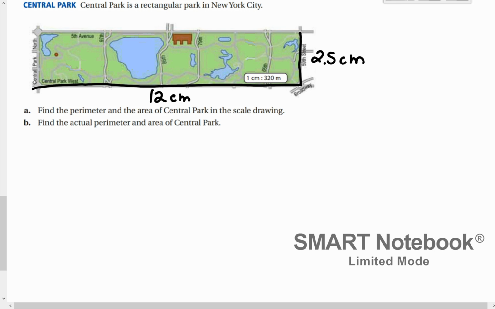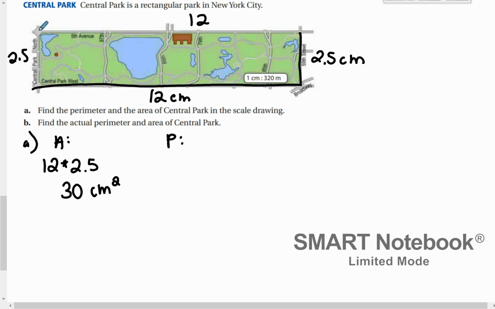So letter A is just asking for the area and perimeter of that scale drawing. So for A, we're going to do the area, which is just length times width. So we're going to take 12 times 2.5. And 12 times 2.5 would give us 30. And that is centimeters squared. Okay, the perimeter, we have to add all the other sides. So this would also be 12. This would also be 2.5. It's going to be 12 plus 12 plus 2.5 plus 2.5. Here I get 24.